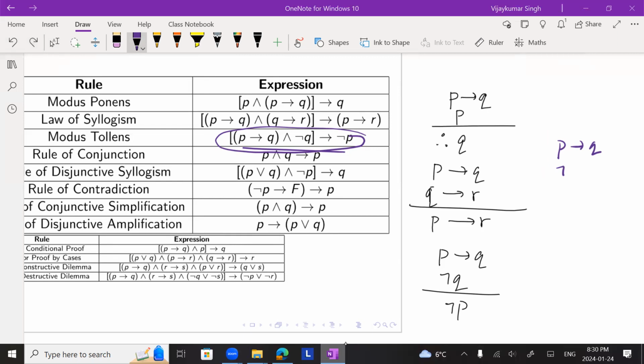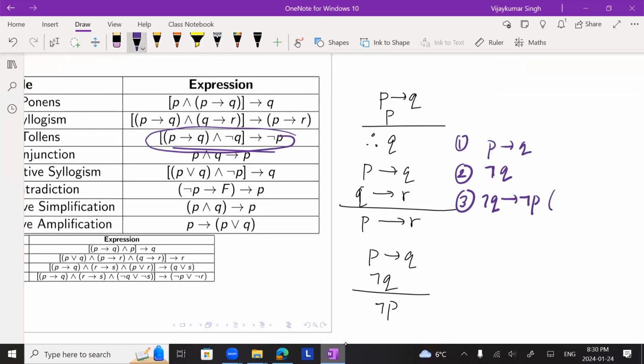So the way this is generally written is line by line like this. Now, can I add to this statement? Let me write this one. This is 2. These are given to me. Okay. Now the third statement. Can I write negative Q implies negative P? Yeah. What is the justification? Contrapositive.